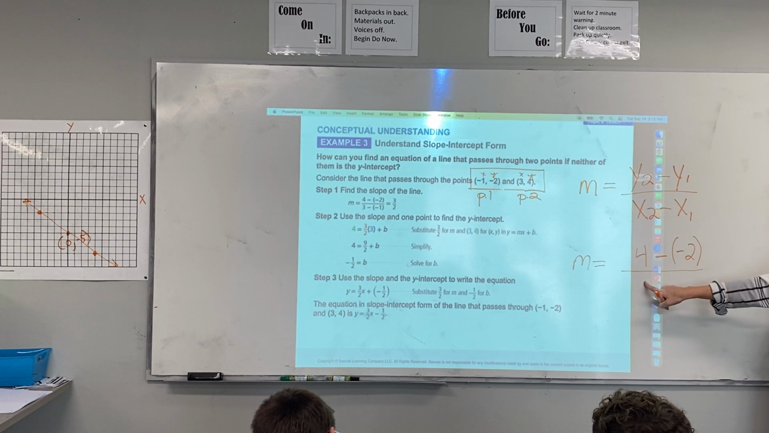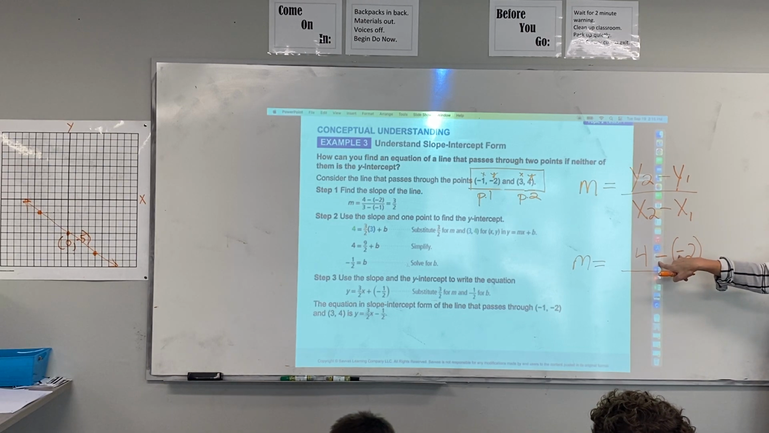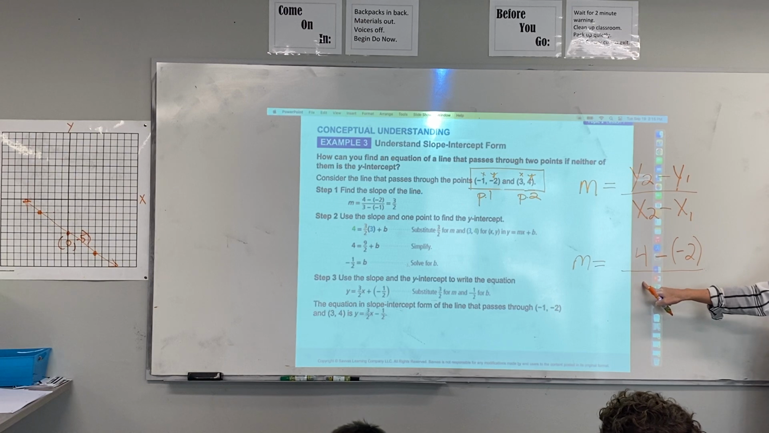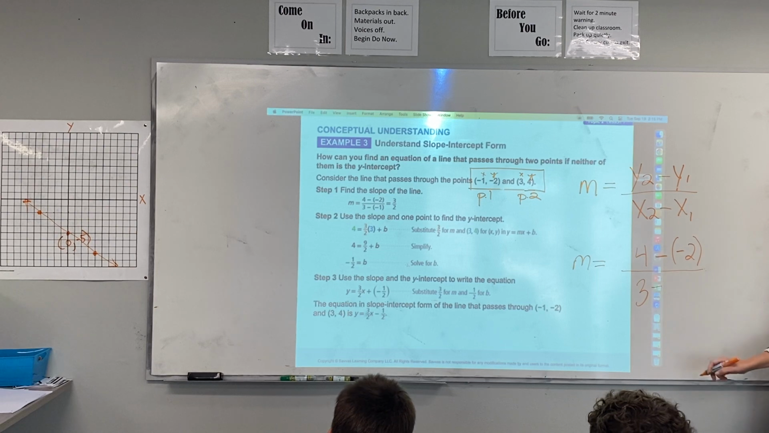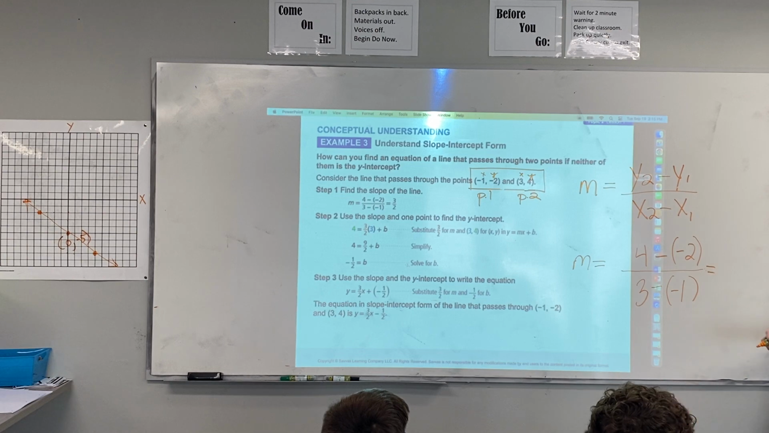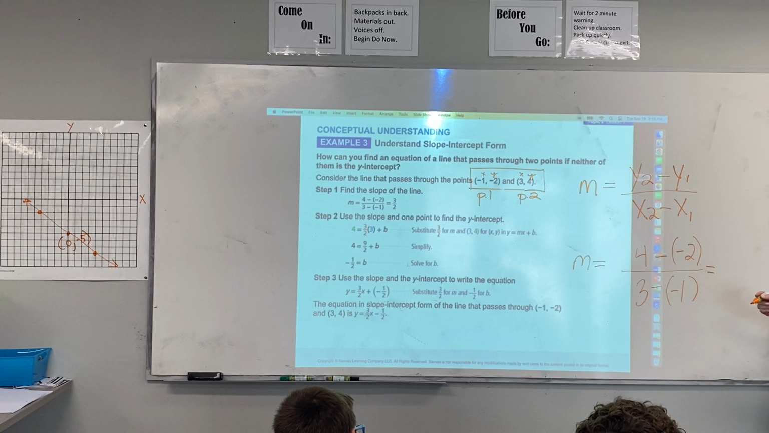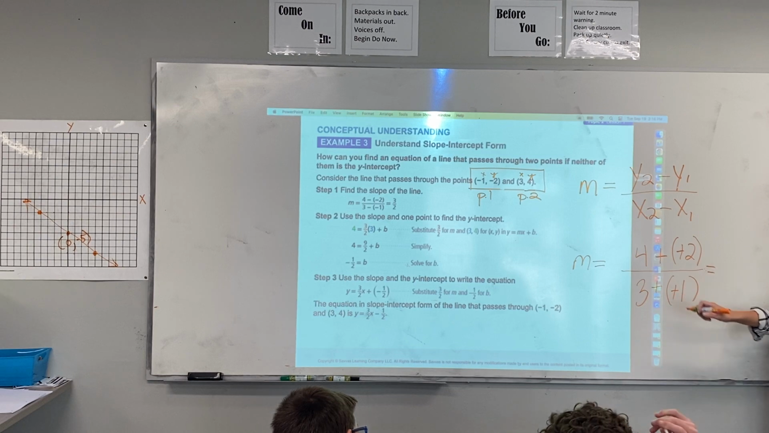We use parentheses to show that these are 2 different minus signs, right? Okay, and underneath I have my x2, what's that? 3 minus, in parentheses, -1. Now, what do I say about subtracting integers? Kill the cockroach, change the sign.